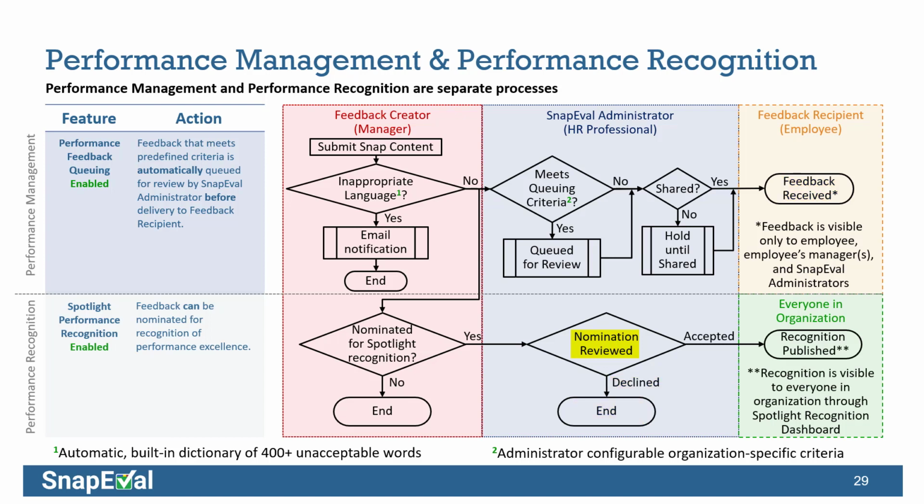On the other hand, if a nomination is accepted for this spotlight recognition, then that snap is published to a public dashboard within the SnapEval system that everybody within your organization can view, and the recipient also gets a second email from the SnapEval system that says, "Hey, you've been recognized for performance excellence." So basically, this is the workflow for a snap in SnapEval.